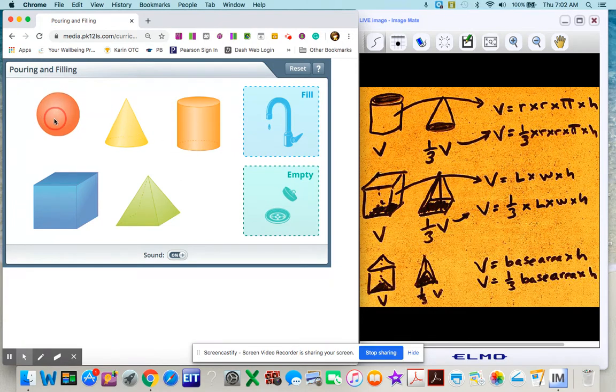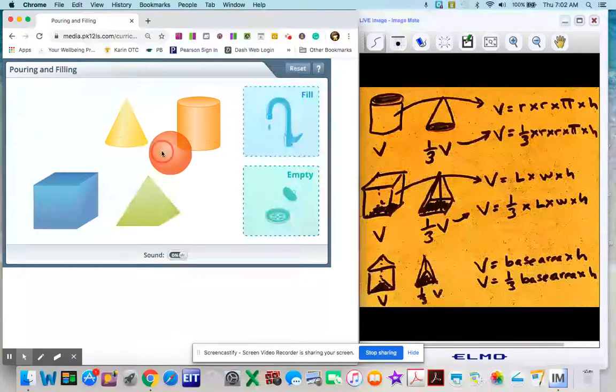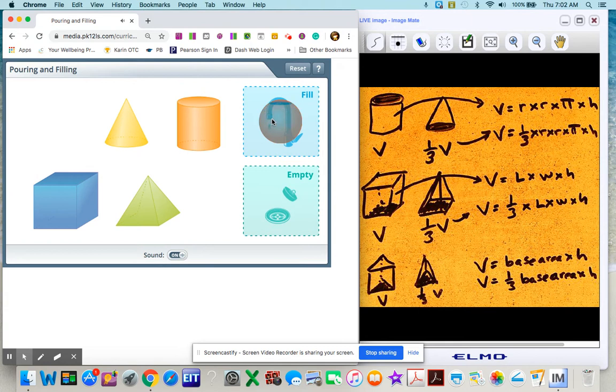So I want you to go ahead and play around with the water and see if you can figure out what the relationship is between these two. I'm going to fill the sphere and empty it into the cylinder. Huh. It wasn't a half, was it? Or a third, for that matter. So it definitely has more volume than the cone. What fraction does it look like it might be? If you thought 2/3, you were actually right.